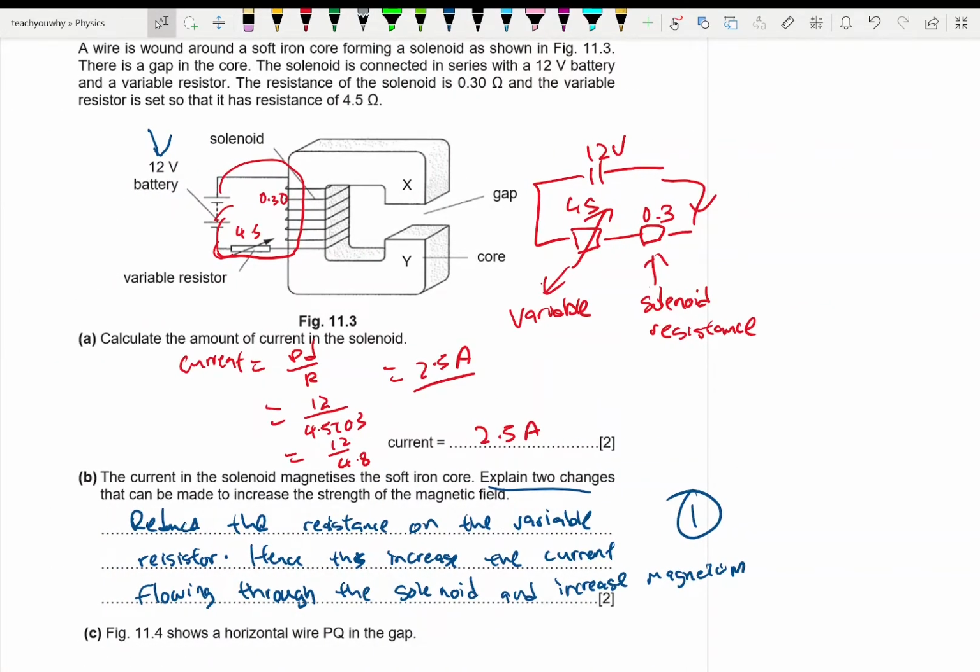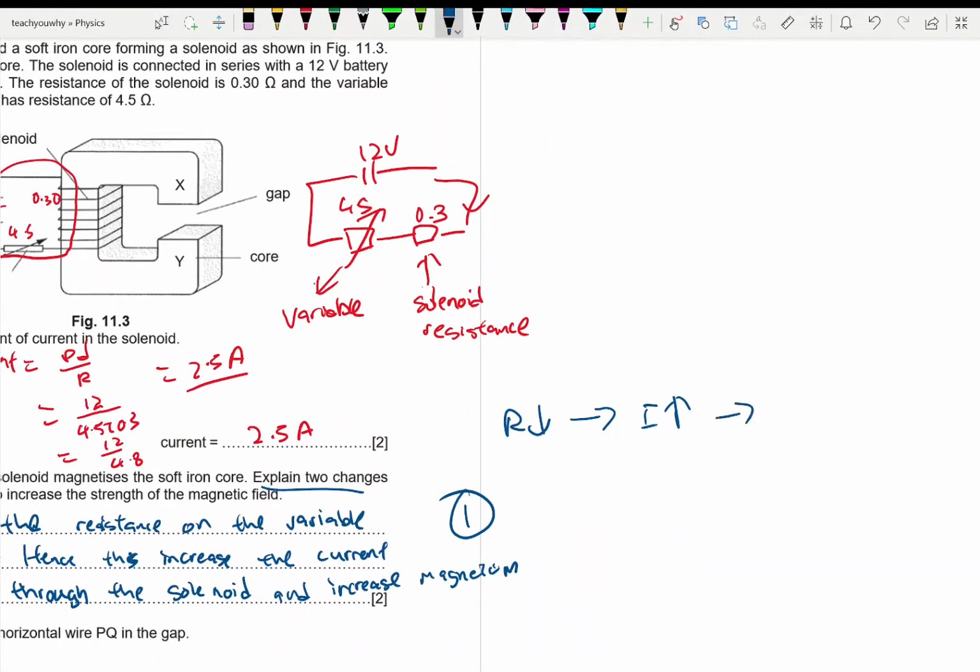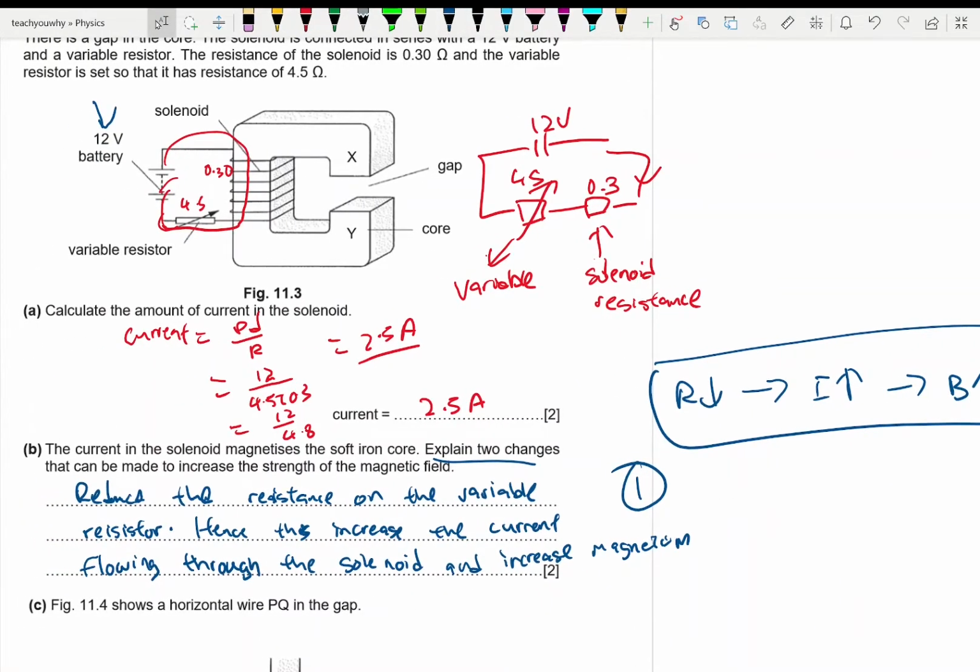So you need to see the chain reaction. You need to say that R drops, therefore results in I increasing, and when I increases, B field increases. Okay, so this is my schematic of how I am trying to explain in terms of words. The next point I'm going to say is increase the number of coils around the core. Okay, so this is your second mark. So the first mark, very, very long. The second mark, very, very short.